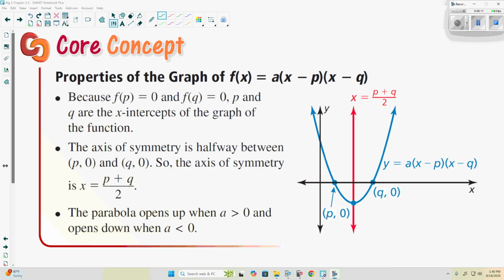Yesterday we talked about vertex and axis of symmetry in vertex form and standard form. What we're going to be looking at today is the parabola that is in x.